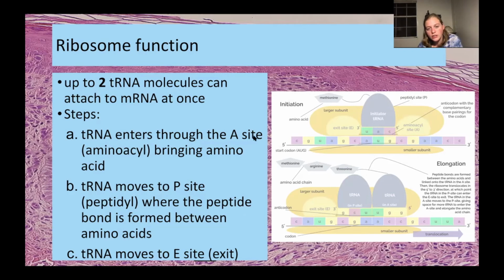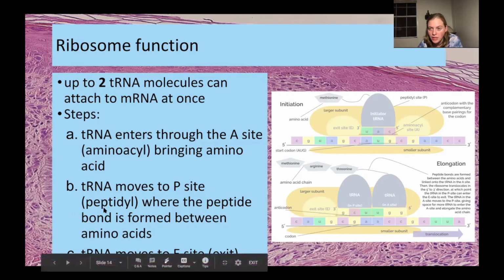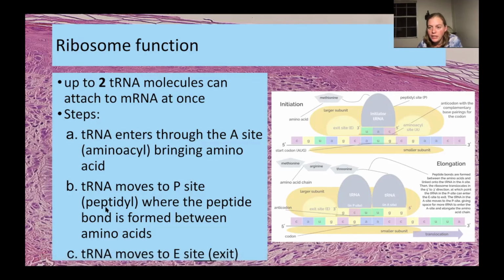So the tRNA is going to enter in the A site, and as those tRNAs are shifted from the A to the P site, there's going to be a peptide bond made. And this is the important site, the peptidyl site. Remember, a peptide bond links 2 amino acids by joining the carbon in one amino acid to the nitrogen in another amino acid. And that's going to grow the chain.